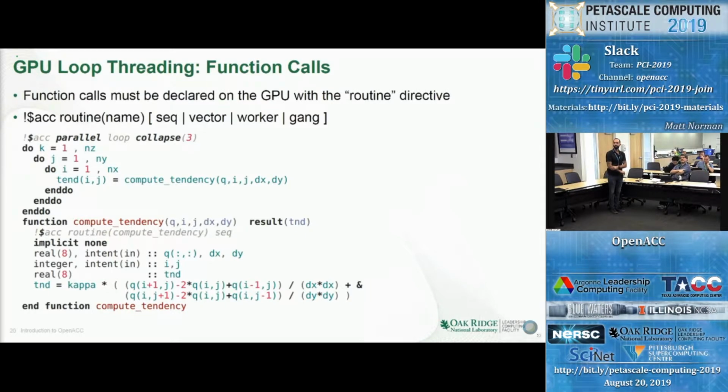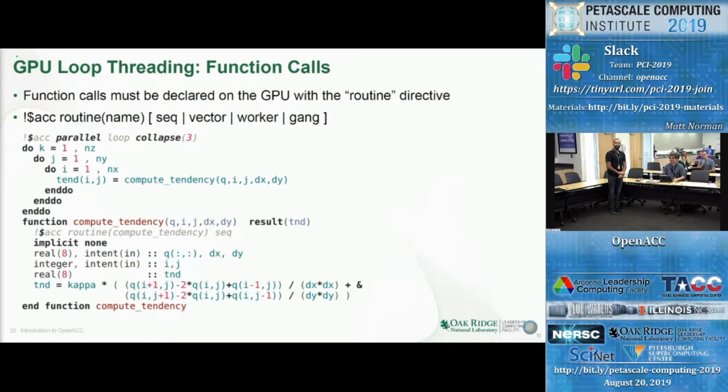This is an example of a sequential ACC routine where you're looping over the grid in the X, Y, and Z dimensions, and you want to compute some kind of tendency, but there's no parallelism within the tendency calculation. So this is an example of that same heat equation that we saw earlier. We would just declare ACC routine sequential in the actual function, and then when we call it, the compiler knows how to link this properly and have it perform well on the GPU.